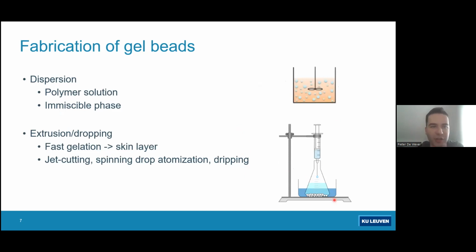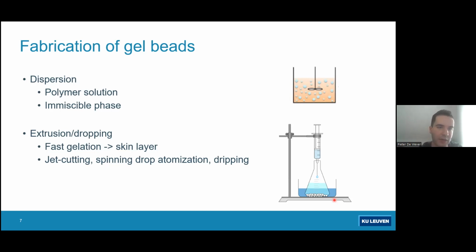Now, to fabricate the gels, there are two approaches which can be adopted. In the first approach, the polymer solution is initially dispersed into an immiscible phase, which is then coagulated or chemically cross-linked. Alternatively, the polymer solution is added dropwise to a coagulant solution. Upon contact of the droplets, there will be a very fast gelation of the outer layer of the droplets, which will then start to act as a membrane, leading to mass transfer limitations. And therefore, the core of these gels tends to have a different kind of morphology compared to the skin layer.